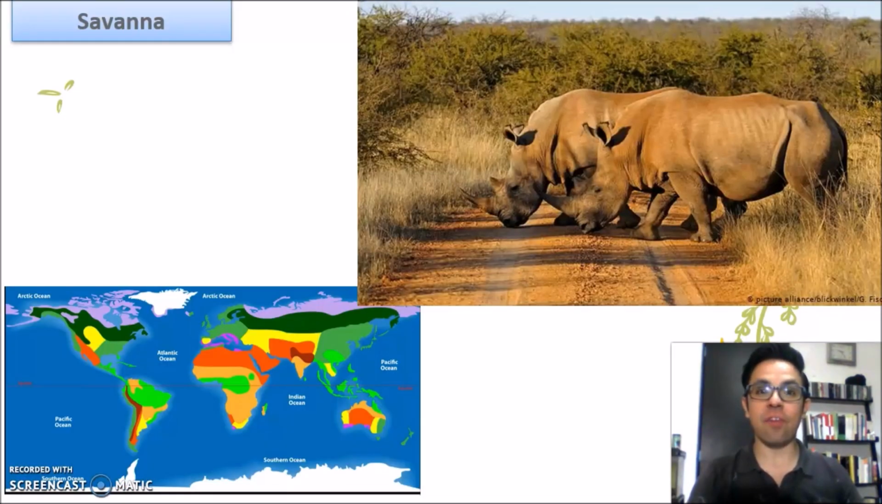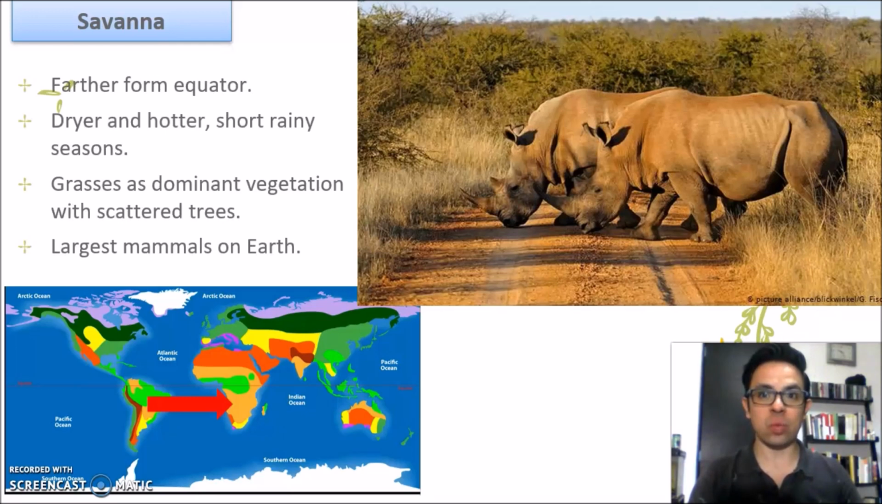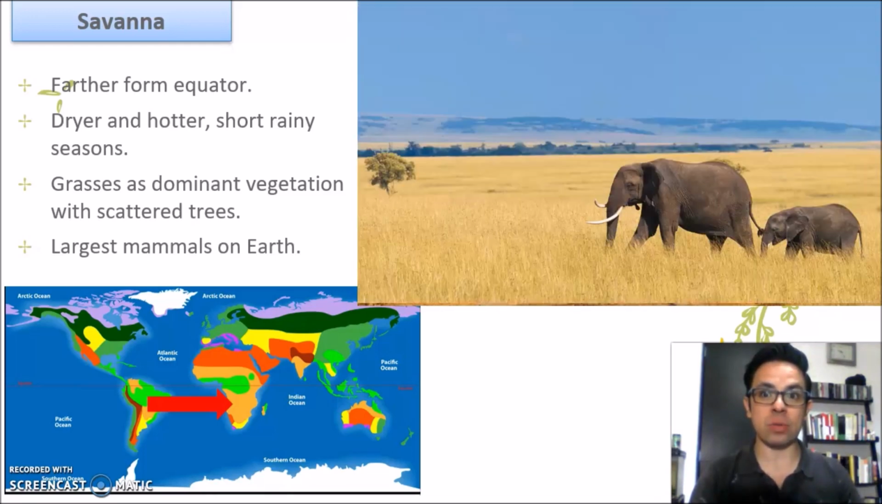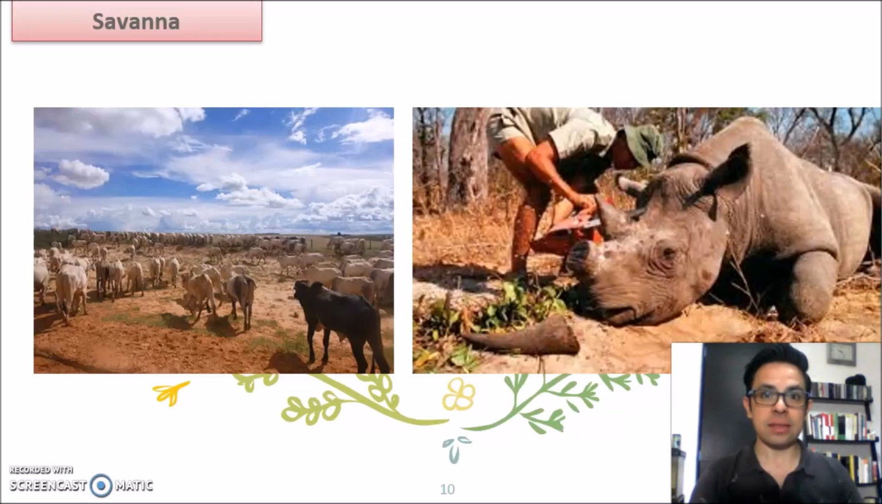Savannas are located in hot weather with a very short rainy season. Because of this, the dominant vegetation will be adapted to strong droughts, and they are going to grow very fast, taking as much water as they can in the rainy season. And they're going to be adapted to store that water. It is a place where some of the largest terrestrial mammals will be found, like rhinos, elephants, zebras, and obviously lions.